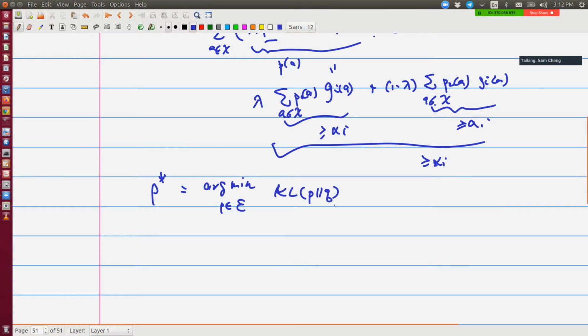And of course, there will be some conditions here, because you are subject to constraints. First of all, P is a distribution, right? So I should have P star(x) bigger than or equal to 0 for all x in X, and also the sum of P star(x) over x is equal to 1, right? So these will be the two constraints here.